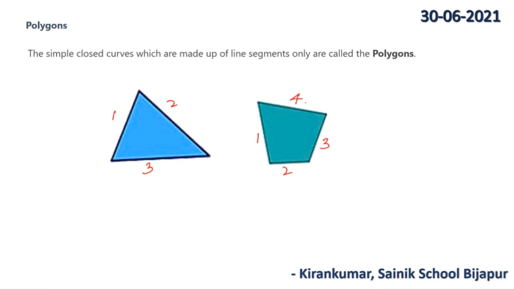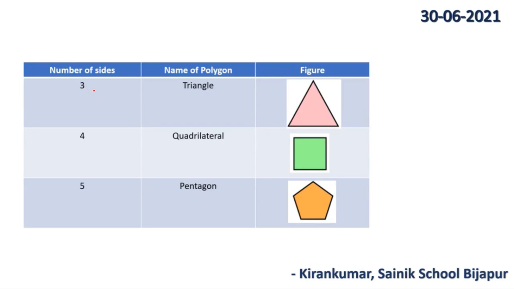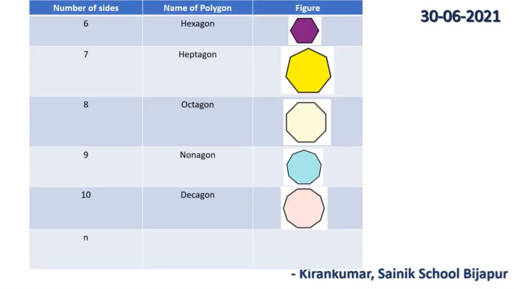Let us understand, if 3 line segments are there, it is called a triangle. If 4 line segments are there, it is called a quadrilateral. If 5 line segments are there, it's called a pentagon. If 6 are there, it is called a hexagon. If 7 are there, it is called a heptagon. If 8 are there, it is called an octagon. If 9 are there, it is called a nonagon. If 10 are there, it is called a decagon. If n number of sides are there, it's called an n-gon.